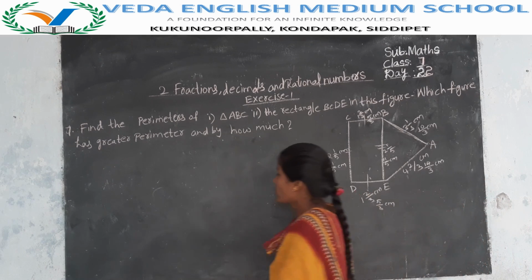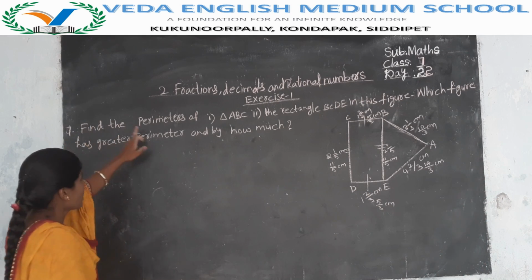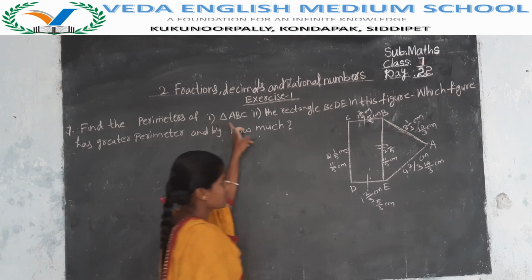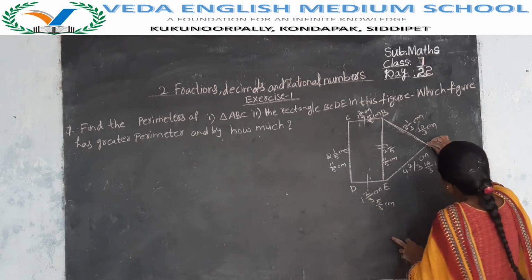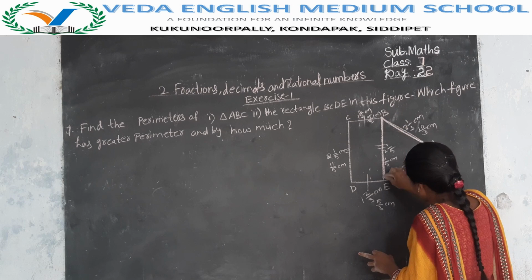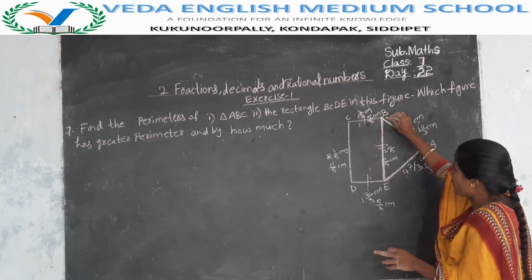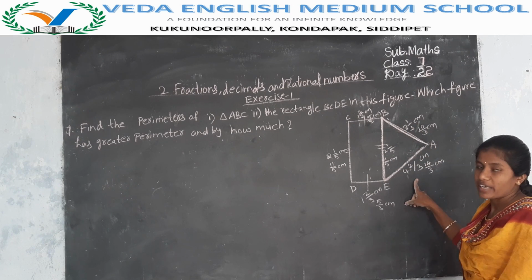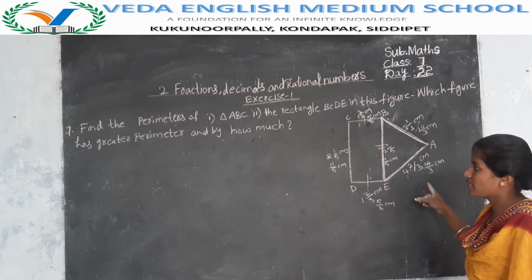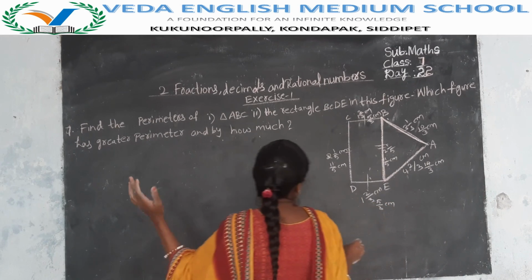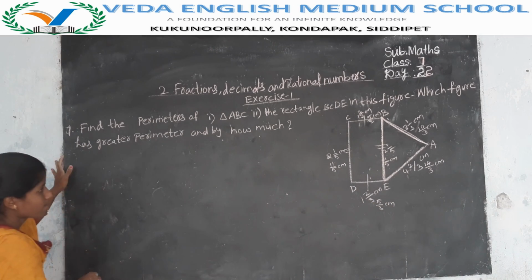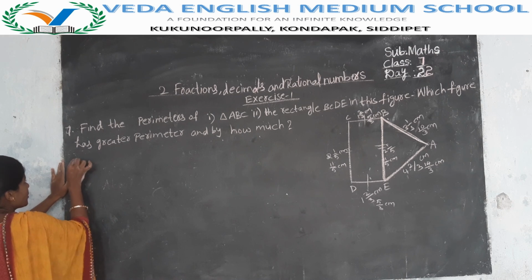Now read the question once again. Find the perimeter of triangle ABC. Here we have triangle ABC. We have to find the perimeter for this triangle ABC. So next, the solution.